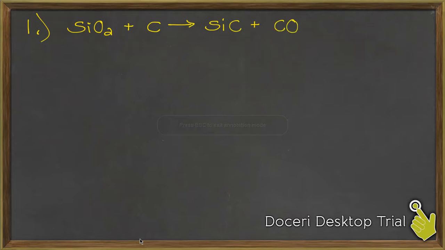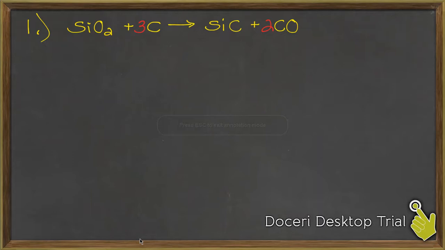Okay. I want you guys to notice that there are no coefficients written in there, so you have to check. If you don't see any coefficients, you need to make sure that it is balanced, and this one is not. So I'm going to put a 2 there and a 3 there. Now it is balanced. Okay, continuing on. It says solid silicon dioxide reacts with solid carbon to produce solid silicon carbide and carbon monoxide gas. Okay, cool. There's our reaction.